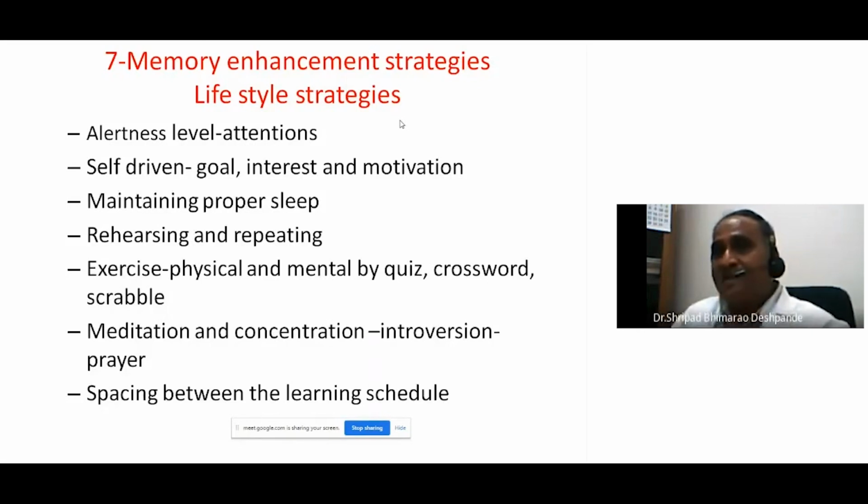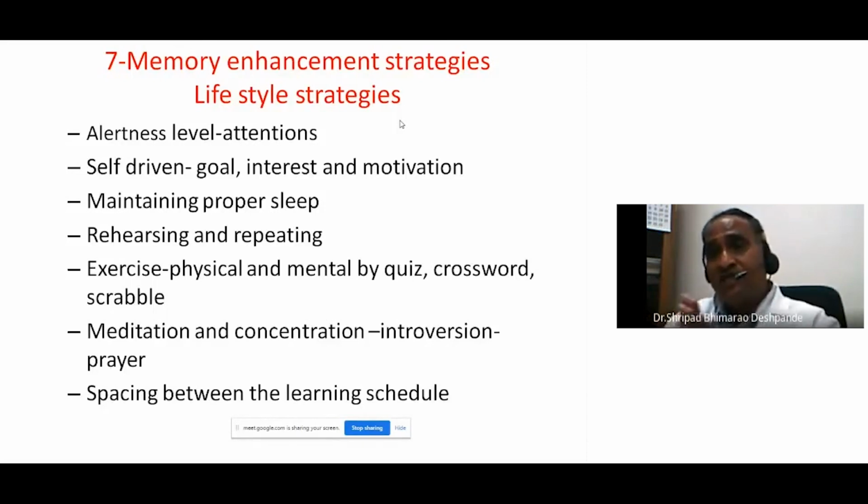Third, maintain proper sleep duration, because sleep, besides many other functions, is necessary for consolidation and storage of memory. For that reason, you should have good REM sleep for memory consolidation. The fourth thing is you rehearse and repeat at frequent intervals so that you stabilize your memory, consolidate your memory, and it's stored well.